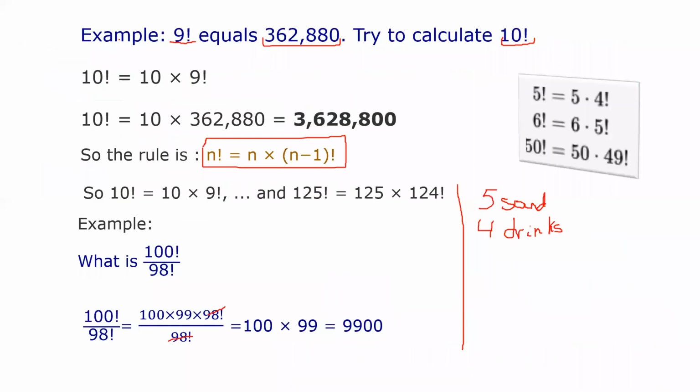If we go back to the previous example, in how many ways can Thomas order his meal? How did we get 20? The sandwiches have 5 ways, the drinks have 4 ways, the two together is 5 times 4 equals 20. This is called the fundamental theorem of counting.